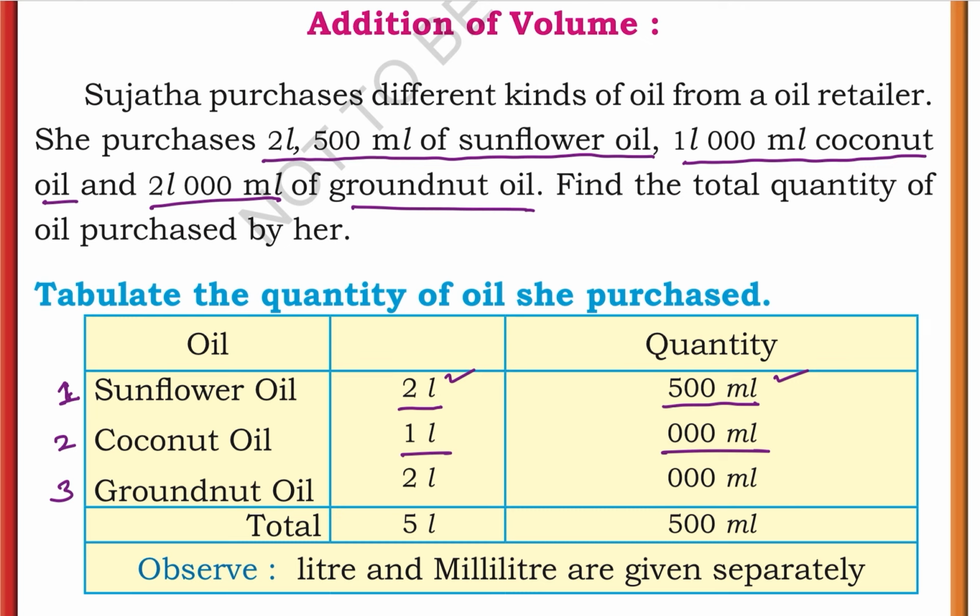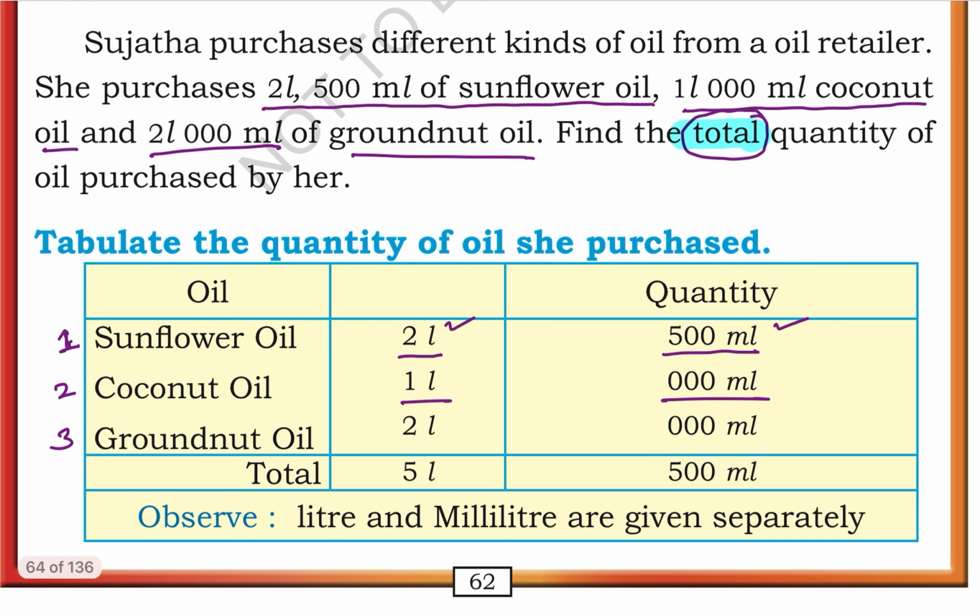See here, what we have to find? Total quantity of oil. Whenever it is asking to find the total quantity, whenever you see this word total, keep in mind you have to add it. We have to find the total quantity of oil Sujata purchases from an oil retailer.